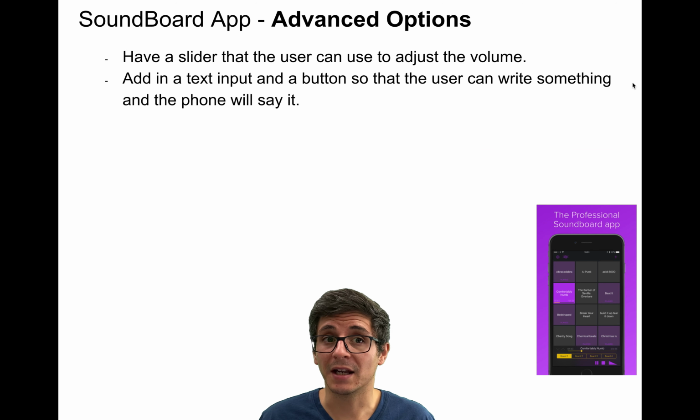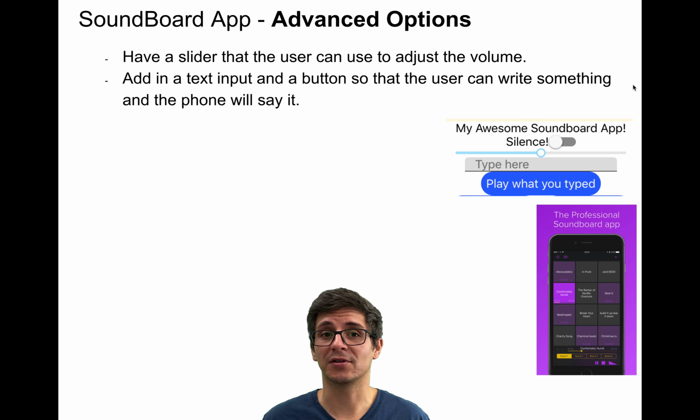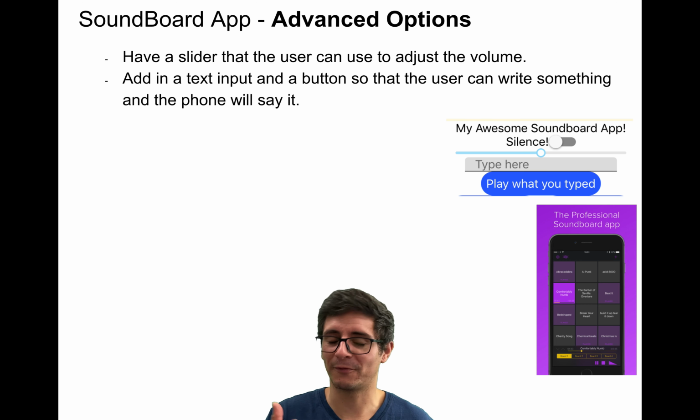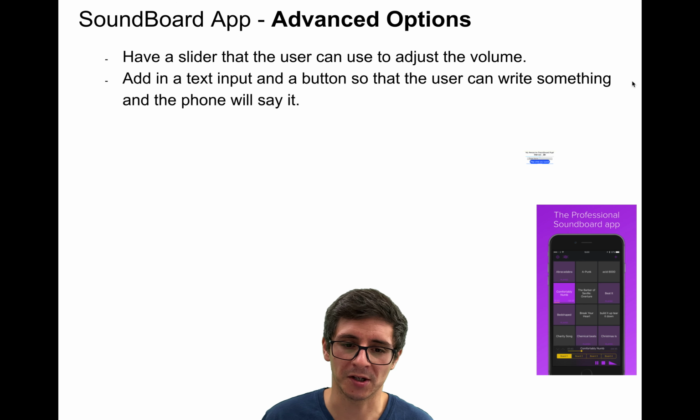You could also add in a text input and a button next to it so that the user could also write in a word like wow, and the phone would say wow, right, in the robotic voice.